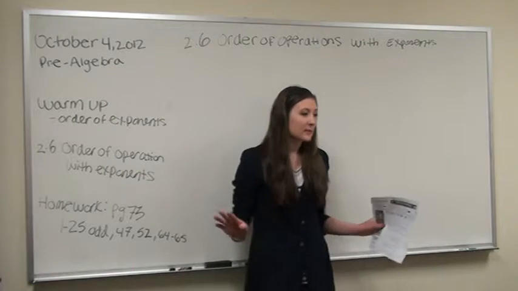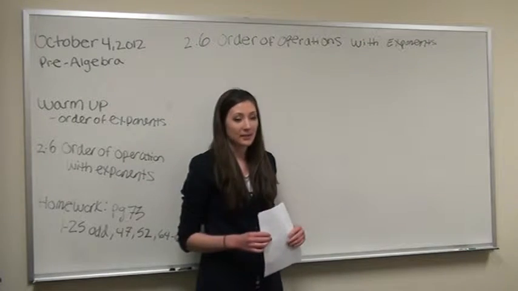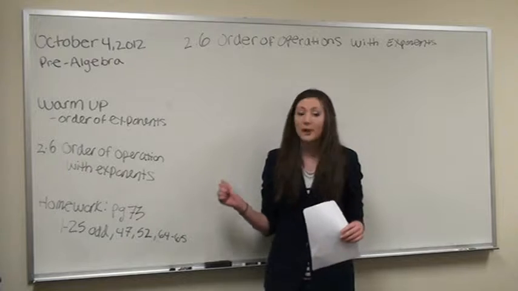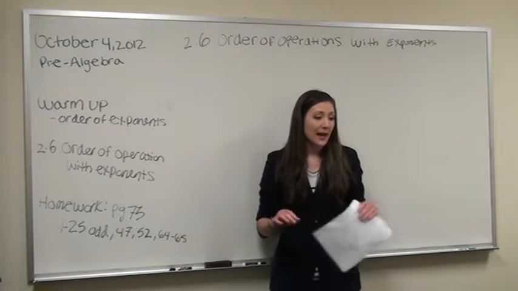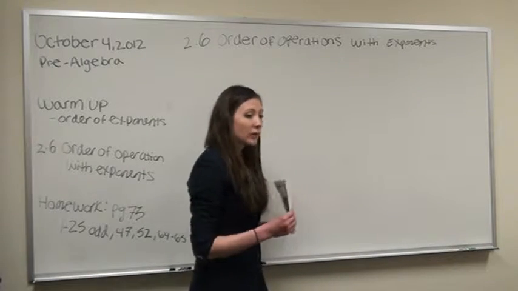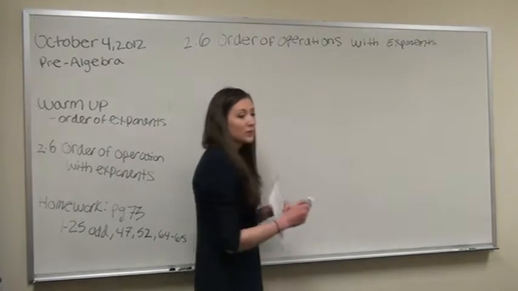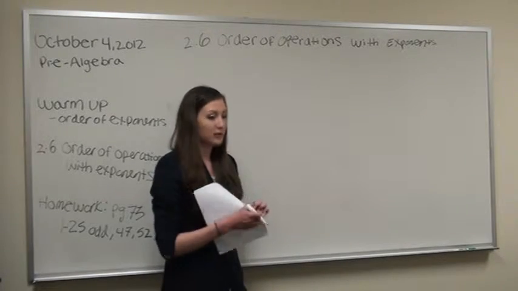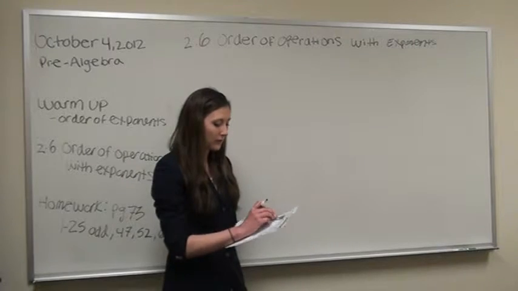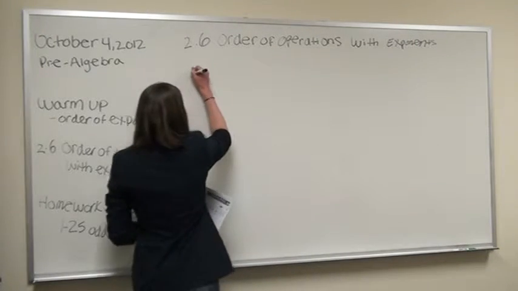Alright class, so all week we've been going over order of operations, and we just did our warm-up activity on order of operations. So today we're going to add on to it, and we're going to learn order of operations with exponents. But let's go over what the rules of order of operations are. So can anybody tell me what the first rule in order of operations is?